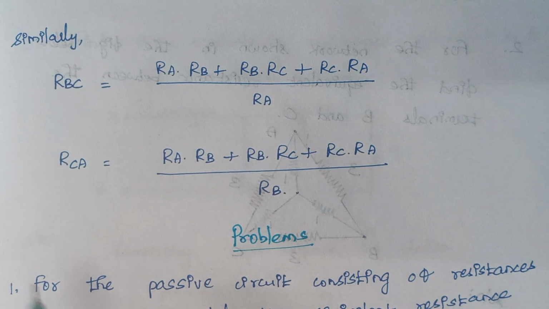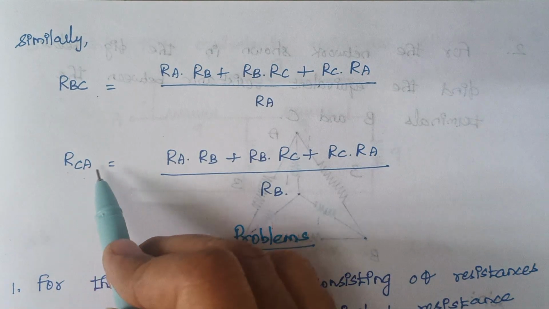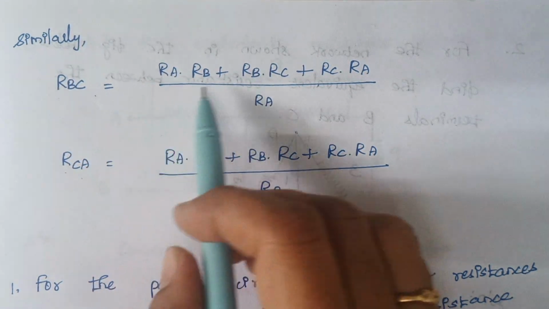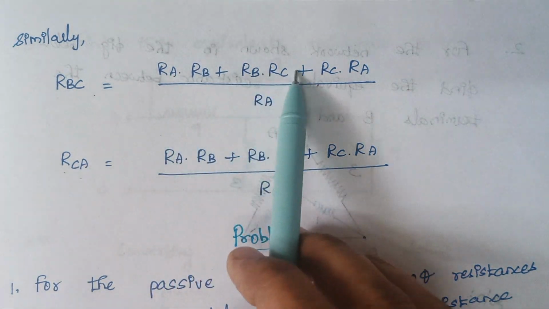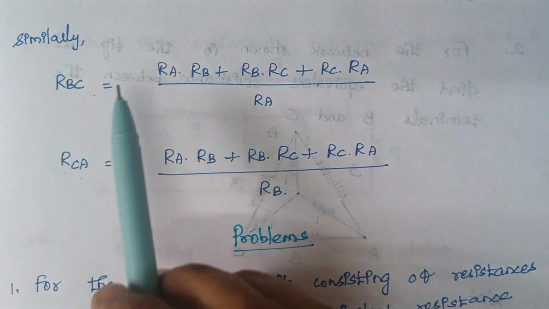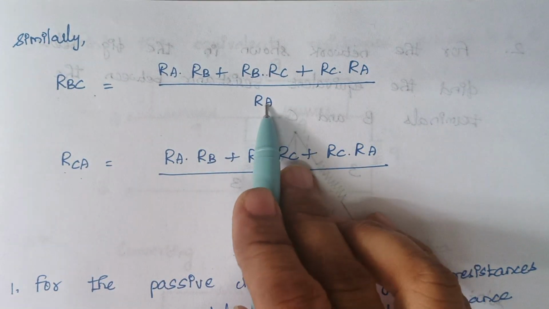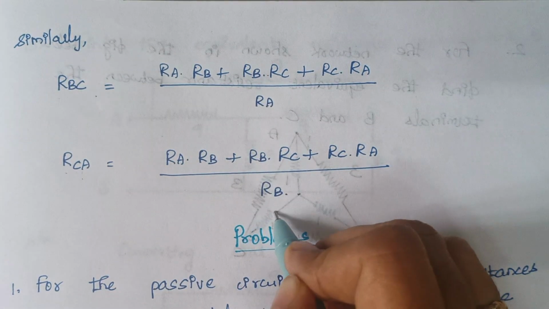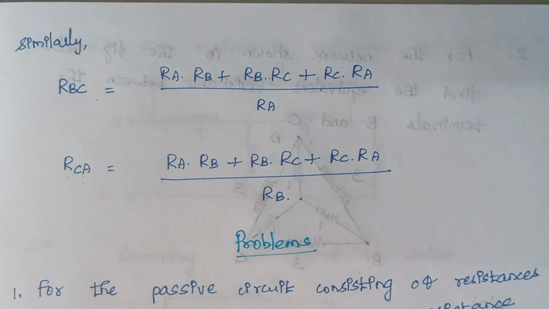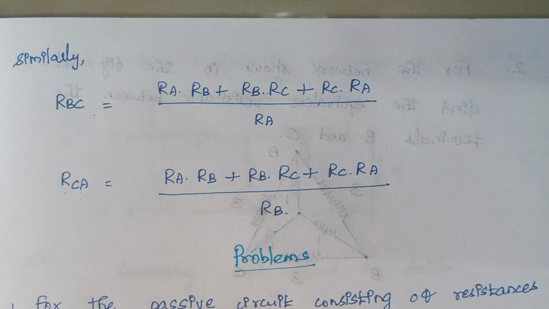In the same way, we are framing expressions for RBC as well as for RCA. They are quite easy to remember. The numerator terms hold the same for all: AB, BC, CA. If you are finding RBC, then the denominator part should have A, because here C and B are present. Similarly for RCA, the denominator term contains B. Like this, here comes the end of this derivation. If you have any doubt, let me know in the comment section. Thank you.